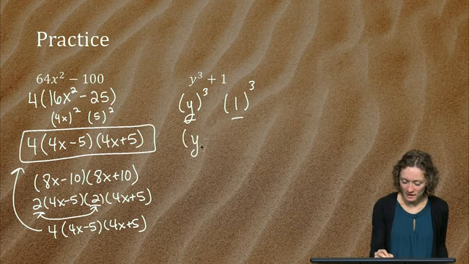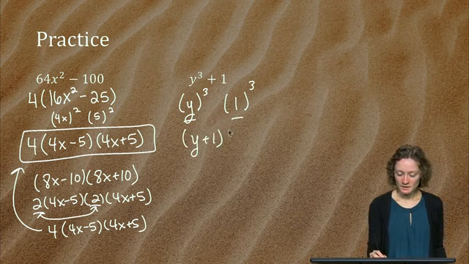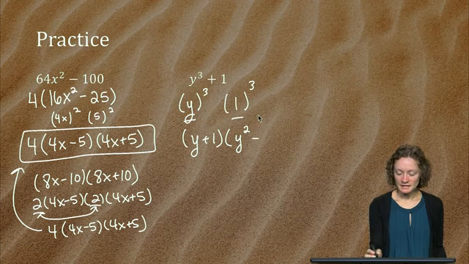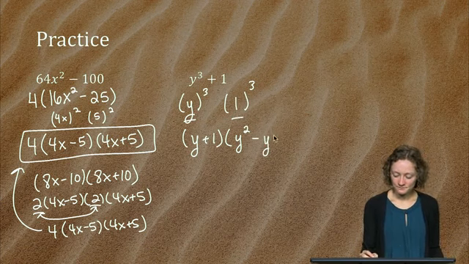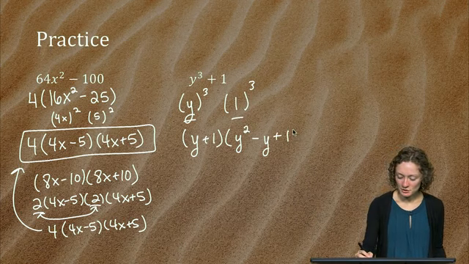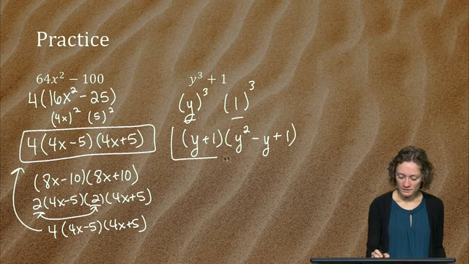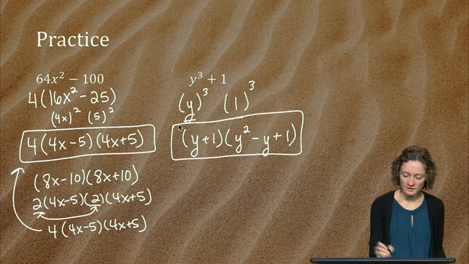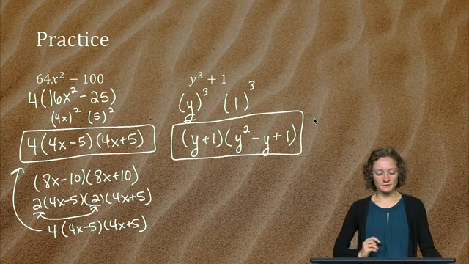This is plus, so we have y plus 1 times the quantity, this base squared, minus a times b, so 1 times y, which gives you just y, plus this b term squared, which is 1. So this also factors. And that's as far as it goes.